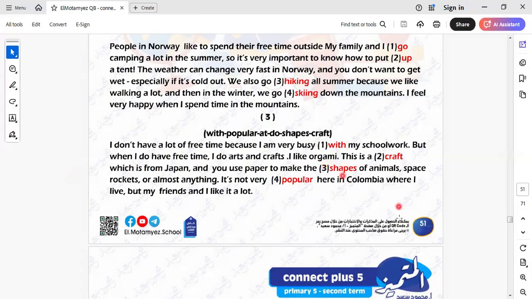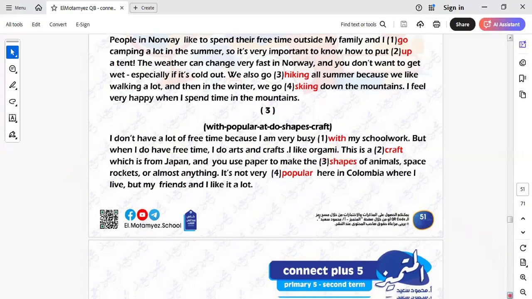Origami is an art related to China. This is a craft which is formed not in China, it's in Japan, not China. I'm sorry, I made a mistake here because I teach another thing related to China, so I made a misunderstanding between them. Here we have origami.